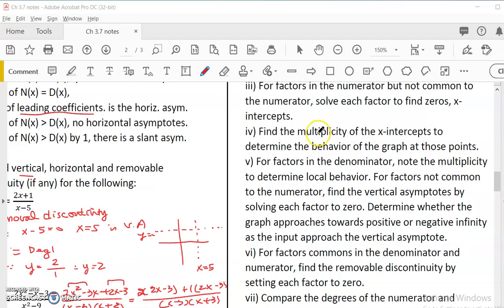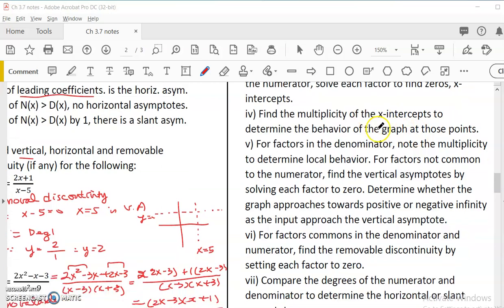You also use the multiplicity that you find from the x-intercept to determine the behavior of the graph at these points. So if the multiplicity is odd, it passes through it. If it is even, then it bounces back from it.